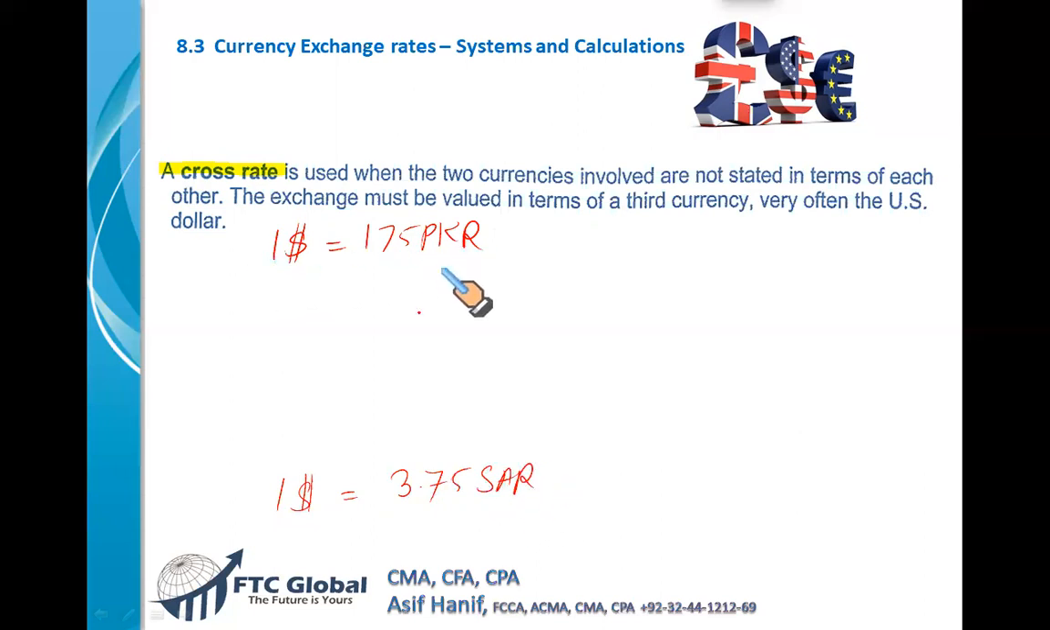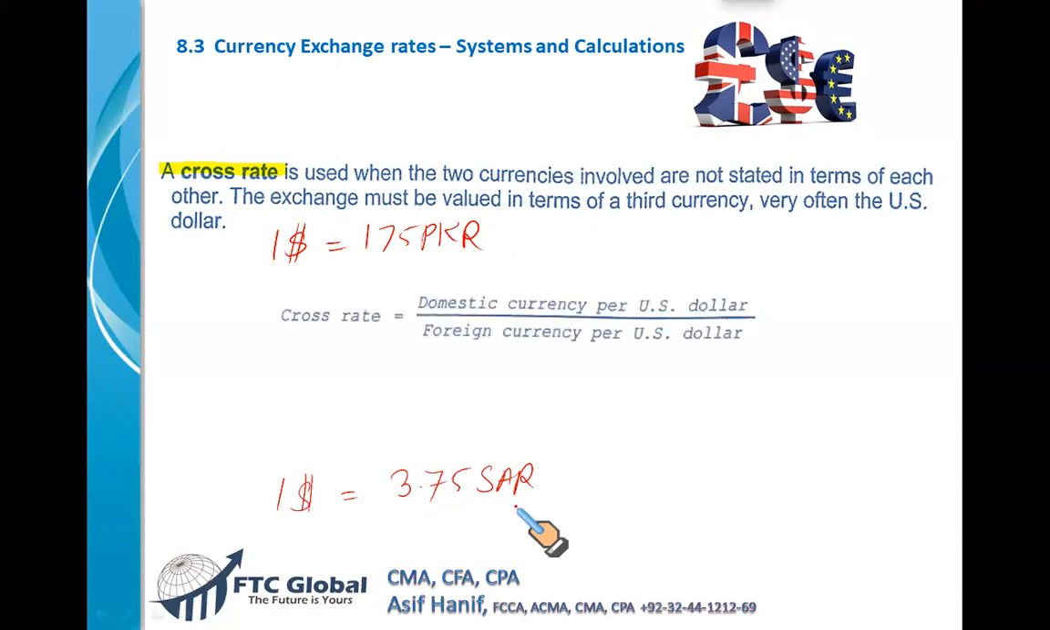$1 is equal to 175 PKR, $1 is 3.75 SAR. I would like to find the exchange rate between PKR and SAR. For this, I use this formula. Domestic currency per US dollar, I get 175 rupees per US dollar. And foreign currency per US dollar, foreign currency is 3.75 per US dollar.